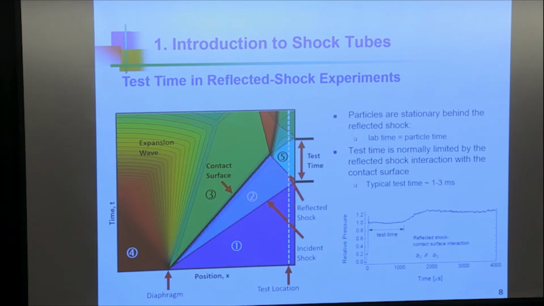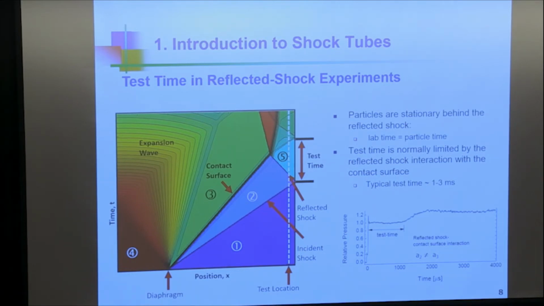So here's an experiment that shows kind of what happens. Here's a relative pressure versus time, and this is 4 milliseconds. Here's the case where pressure is in region 1, here's region 2, here's region 5. It stays pretty constant for a little over 1 millisecond. And then the pressure goes up because there's a reflection wave here. So your experiment is usually over then.